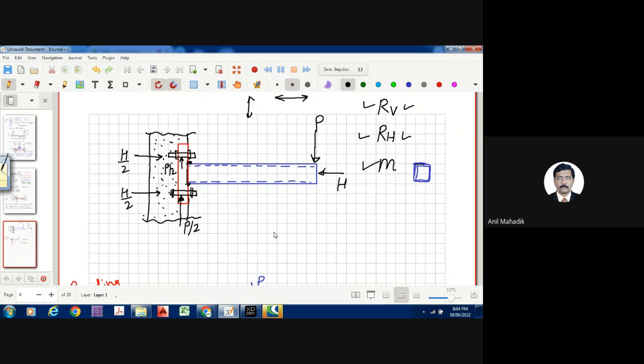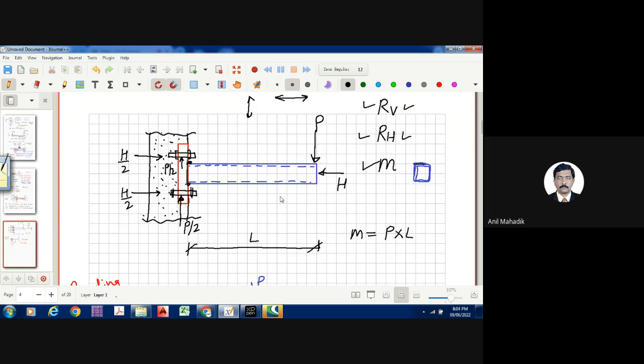See, what will be the moment due to this load? What will be the moment? Let's say I have this span as L. How much is my moment from outside? External P into L. Yes, P into L will be the external moment due to the load, external loads.